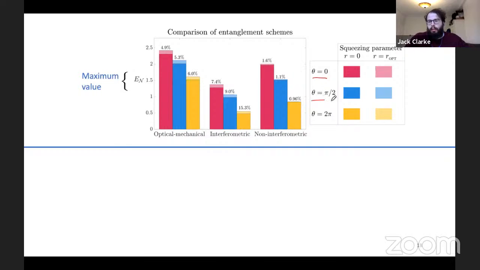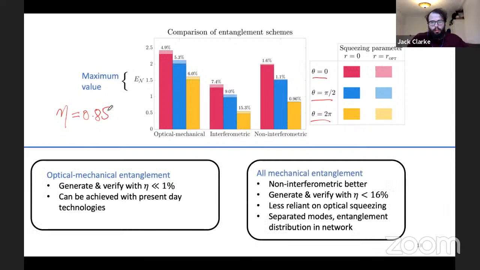And then the blue is, okay, we've let the mechanics decohere over a quarter of a cycle. And then the orange color is we've let the mechanics decohere over a full cycle. And so this was all for a specific value of optical efficiency, but a more detailed analysis will show that for the optical mechanical scheme, you can generate and verify entanglement with very low optical efficiencies. And so you can currently achieve that with present day technology, which is very promising.